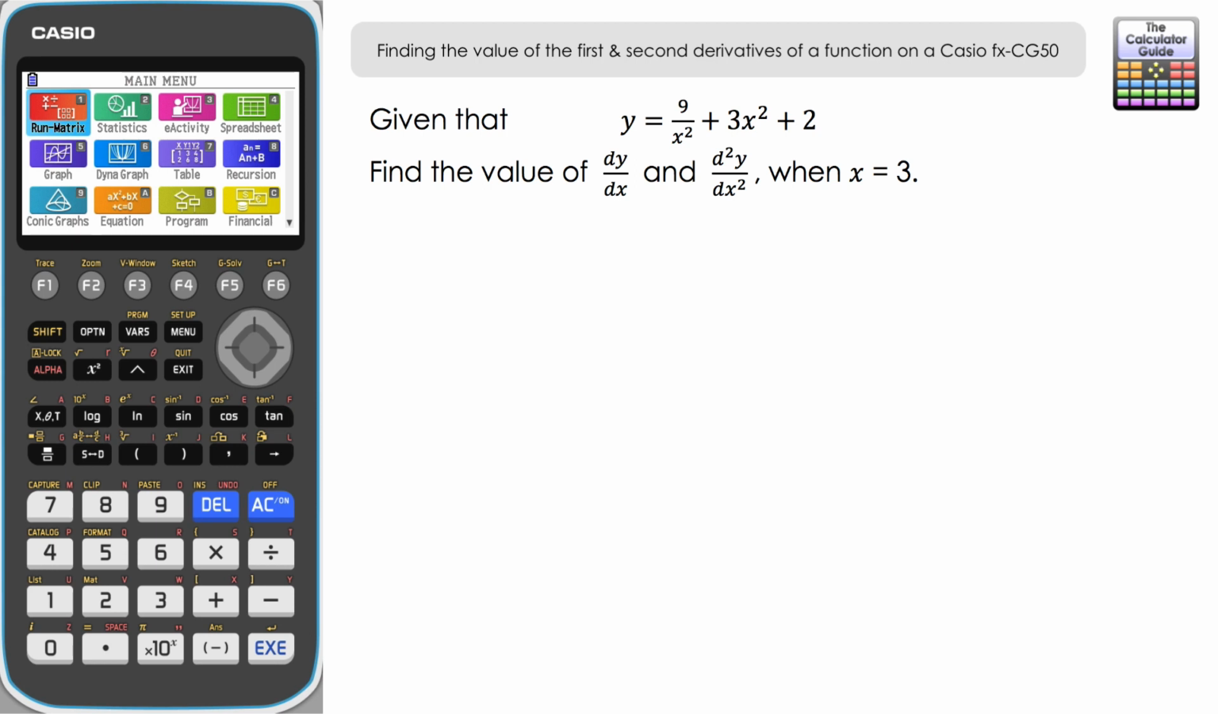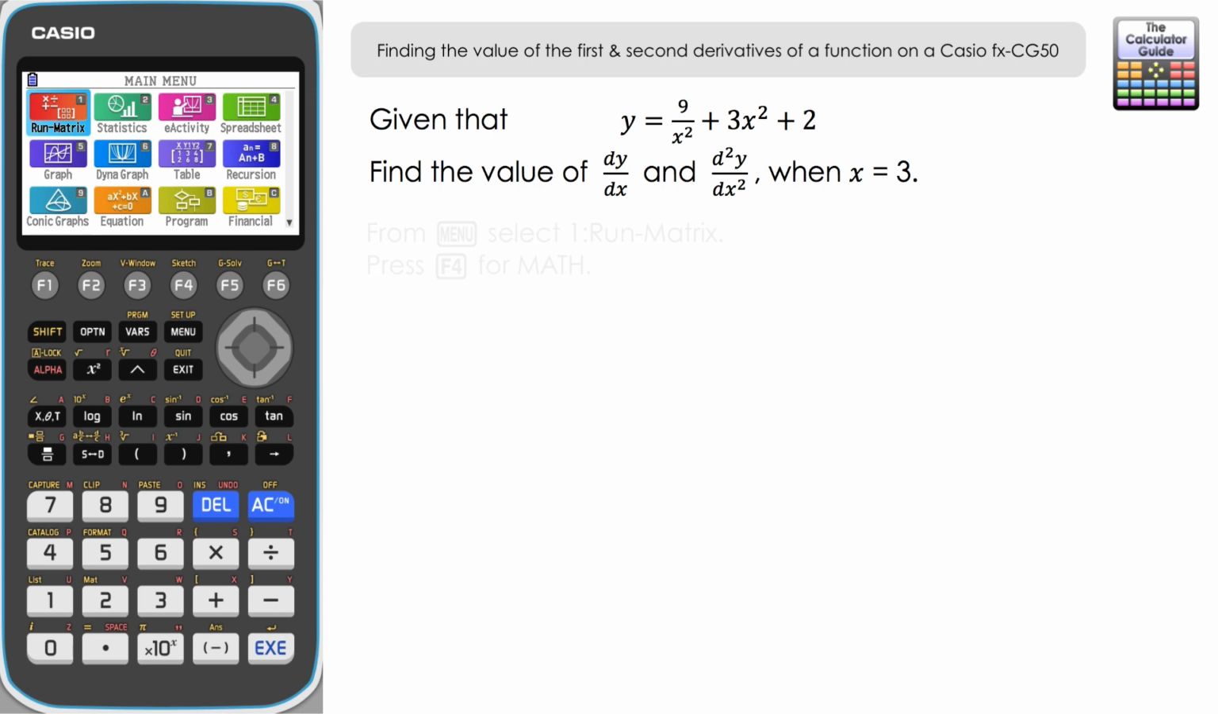We're given that y equals 9 over x squared plus 3x squared plus 2, and we have to find the value of dy by dx, the first derivative, and d2y by dx squared, the second derivative, when x equals 3, and we're going to use the CG50 to help us out with this.